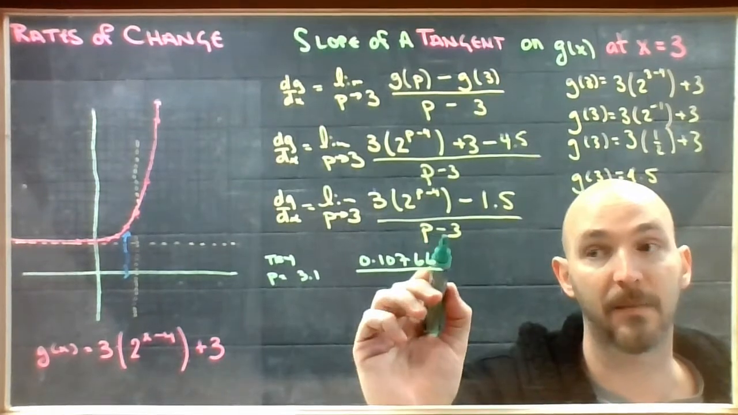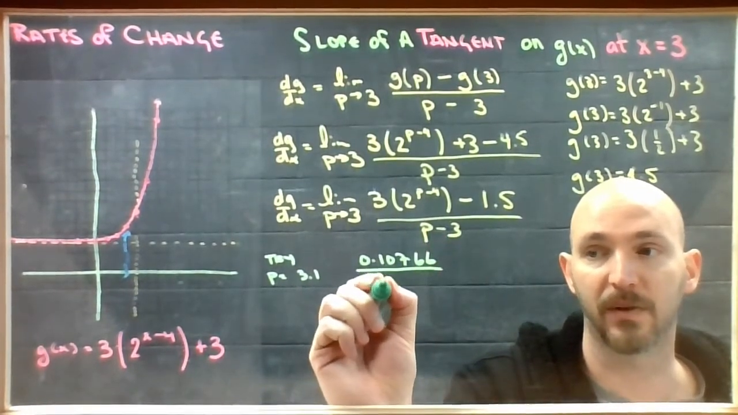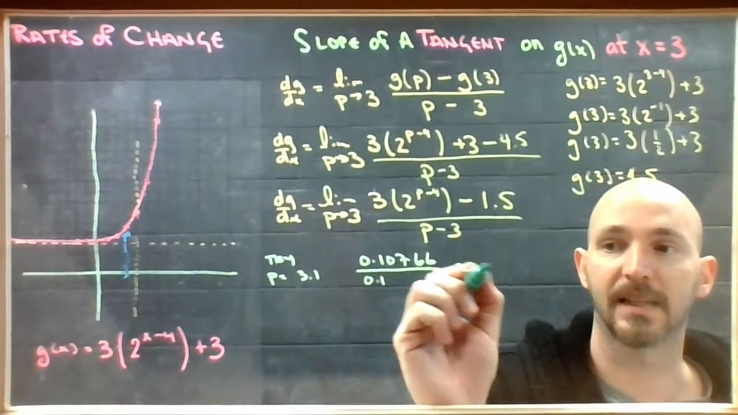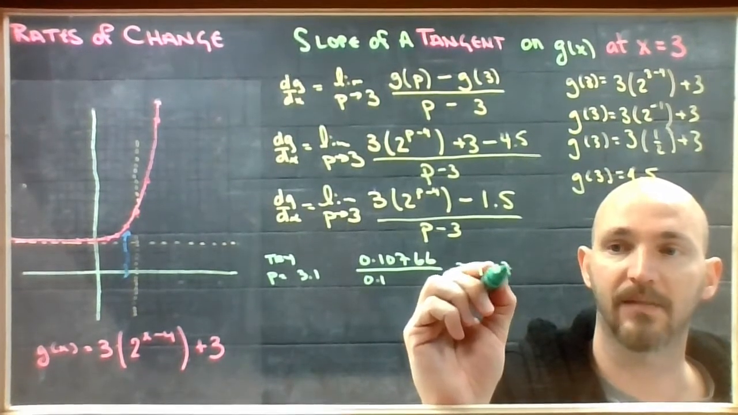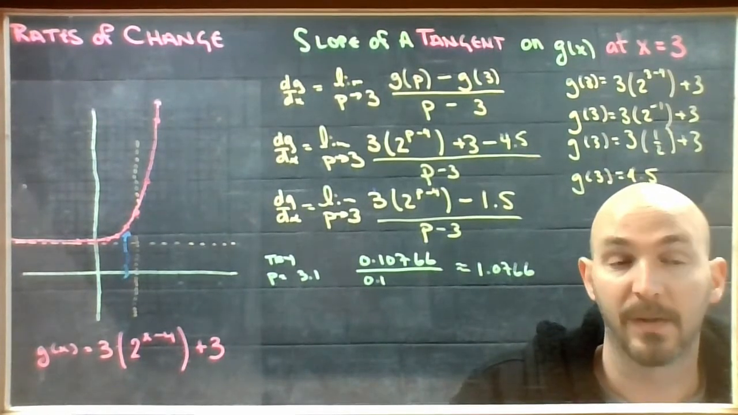Now in the denominator here, 3.1 minus 3 would be 0.1, which puts this at 1.0766. So that's my first guess.